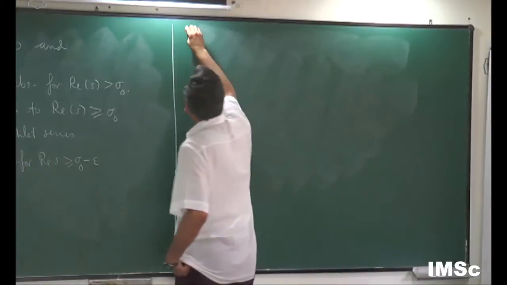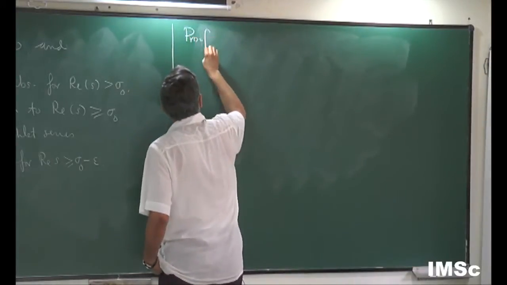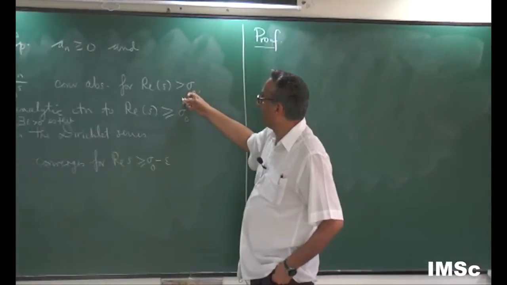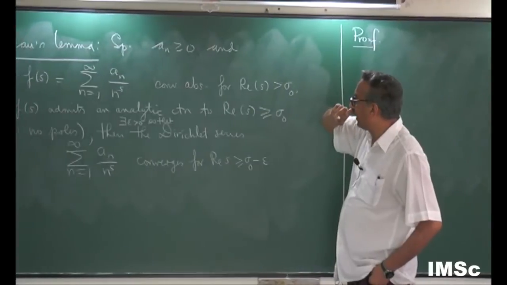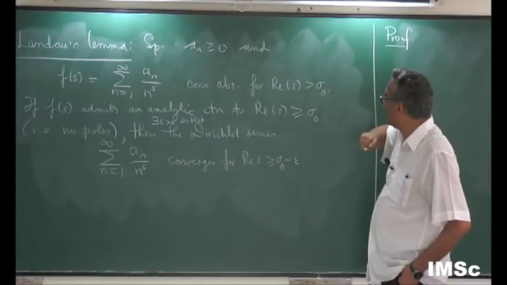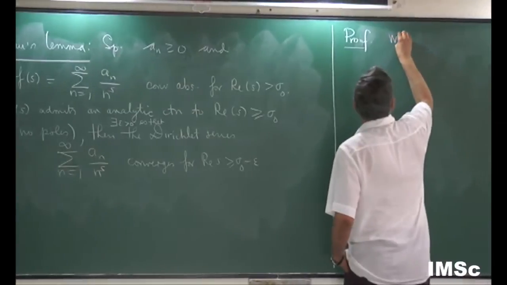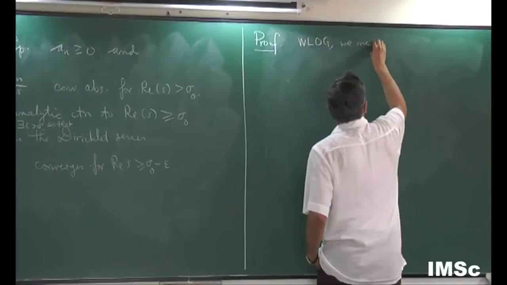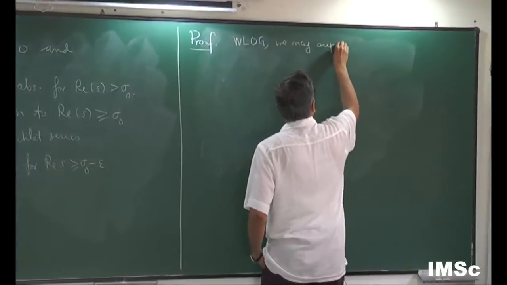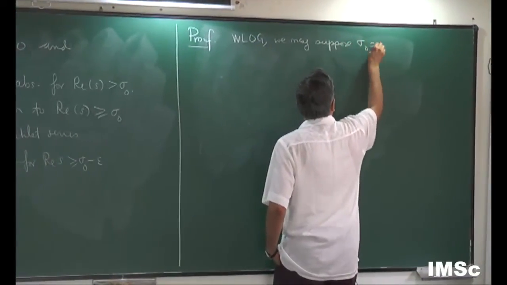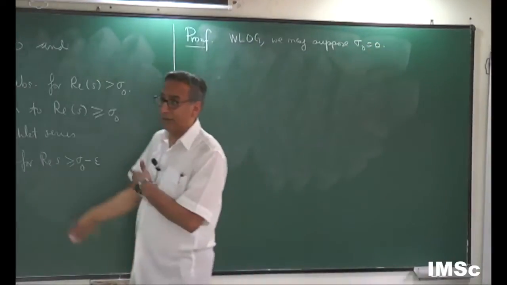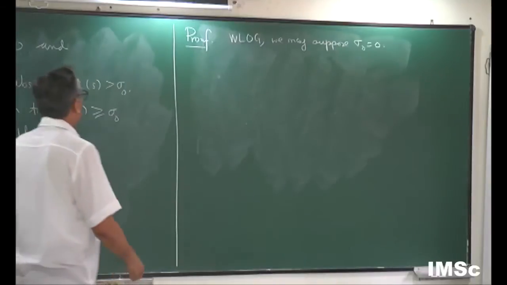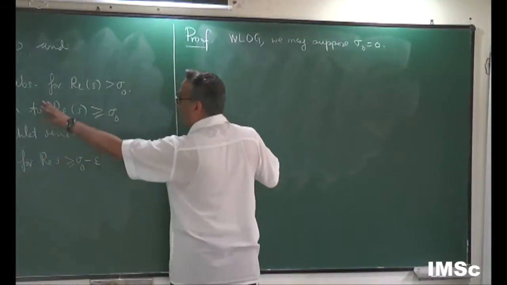So prove. Well, by redefining a sub n if necessary, we can assume sigma naught is 0. So without loss of generality, we may suppose sigma naught equals 0, because you could just shift the whole business to that.